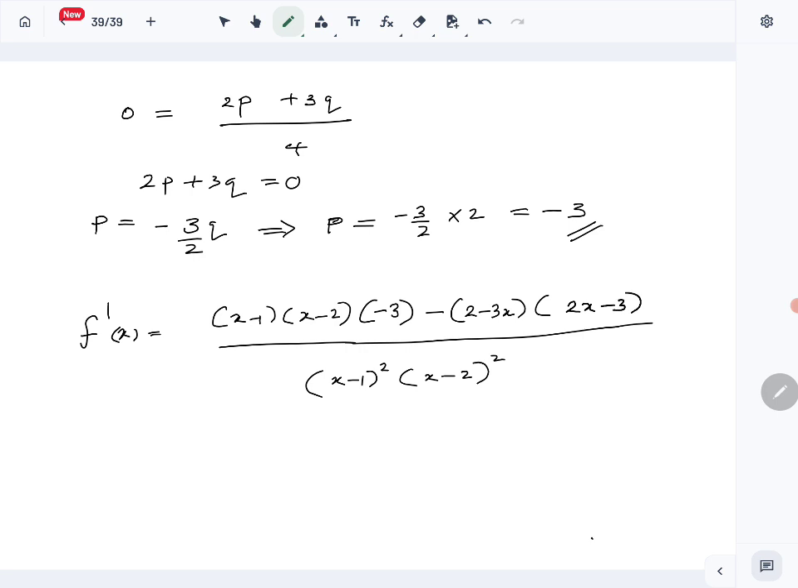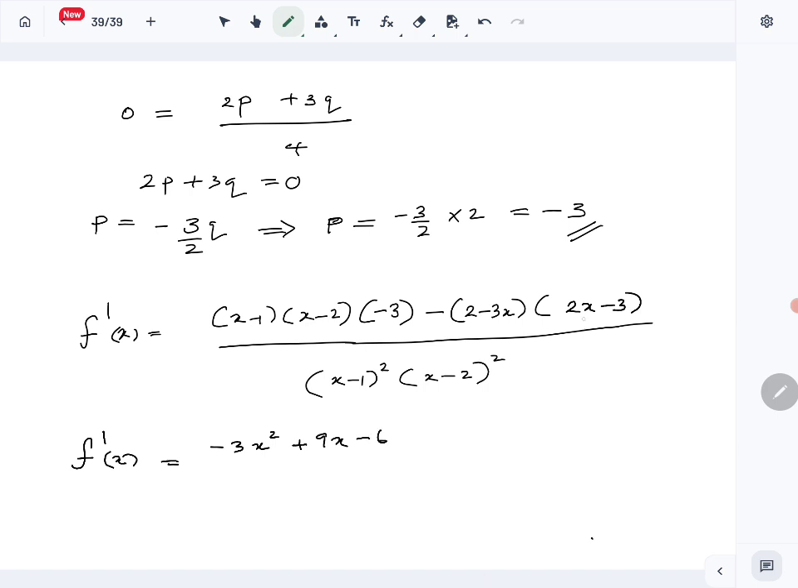Now expand the numerator and simplify until you get the correct expression. So you get minus 3x squared minus 2x minus x. So minus 3x, that becomes plus 9x. Plus 2 minus 3 becomes minus 6.